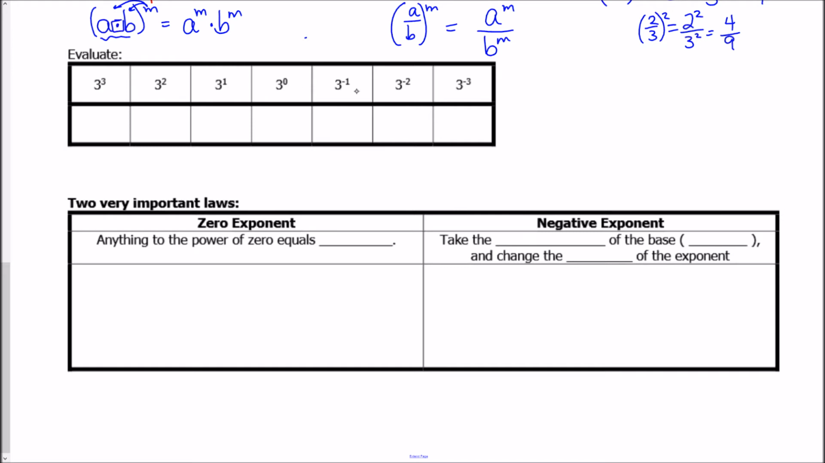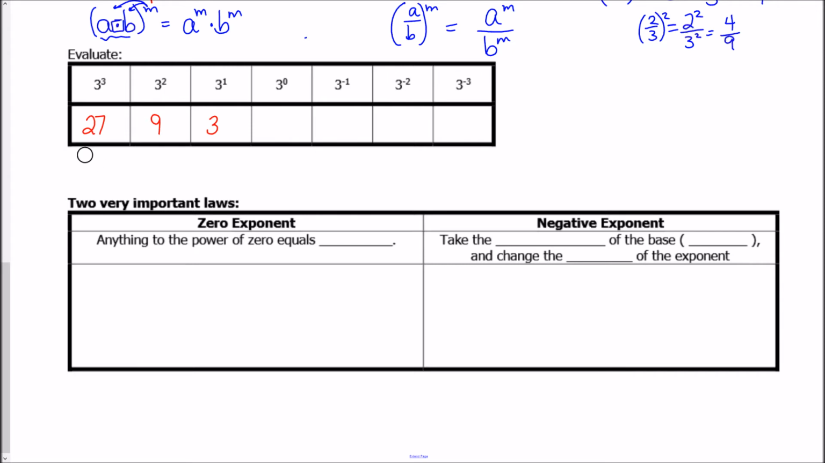Right, so this is where things are going to start to get a little bit newer, okay? So let's evaluate some of the numbers that we have inside of our chart right here. So 3 to the power of 3 just means 3 times 3 times 3. So 3 times 3 is 9, 9 times 3 is 27. So 3 to the power of 3 is 27, okay? 3 to the power of 2 just means 3 times 3, which is 9. 3 to the power of 1 just means 3.